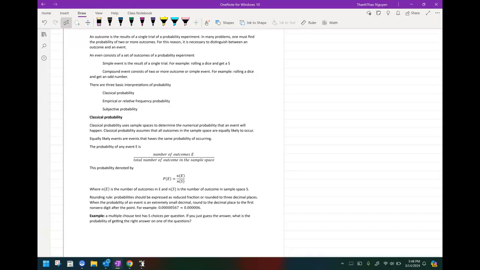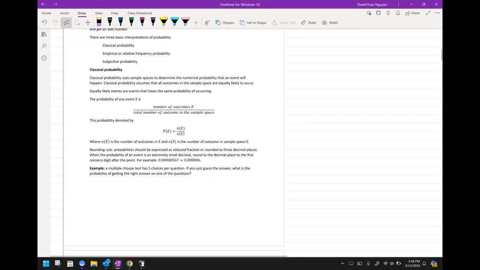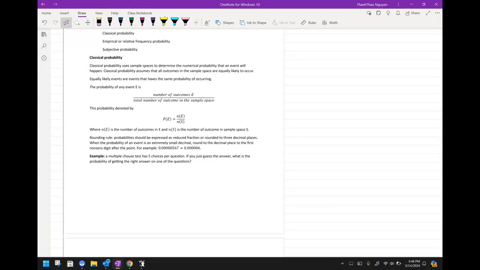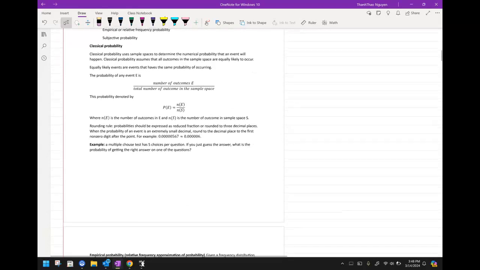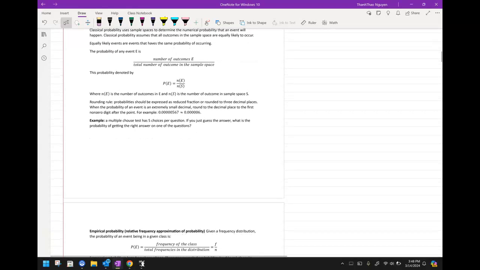There are 3 basic interpretations of probability: classical probability, empirical or relative frequency probability, and subjective probability. Classical probability uses sample space to determine the probability that an event will happen. Classical probability assumes that all outcomes in the sample space are equally likely to occur. So the probability of an event E is the number of outcomes in E divided by the total number of outcomes in the sample space, and is denoted by P(E) = n(E)/n(S), where n(E) is the number of outcomes in E, and n(S) is the number of outcomes in the sample space.